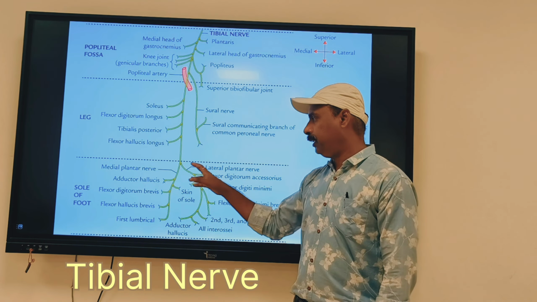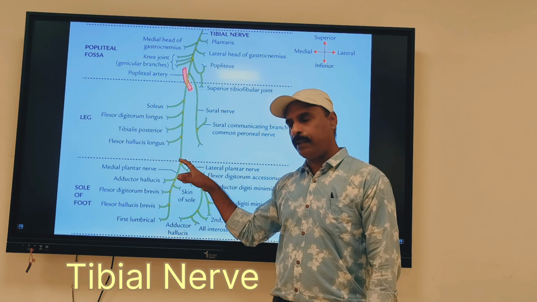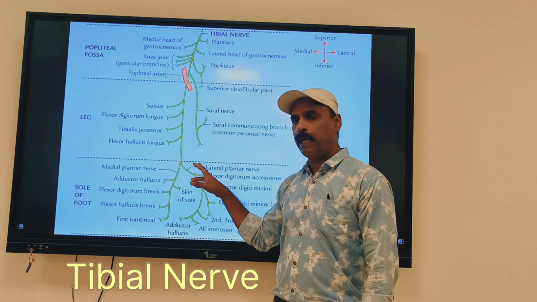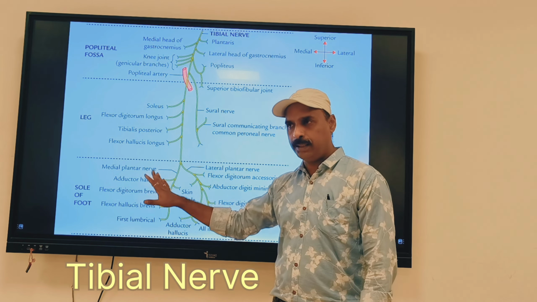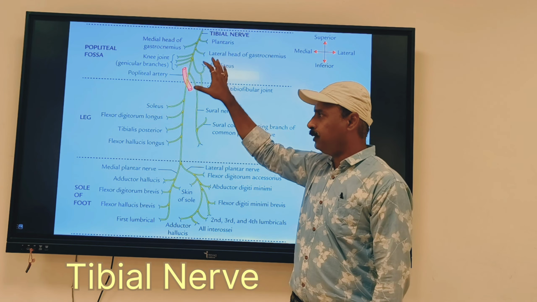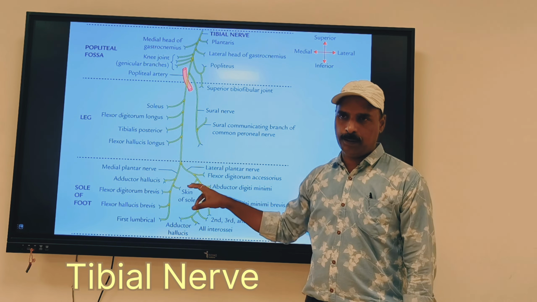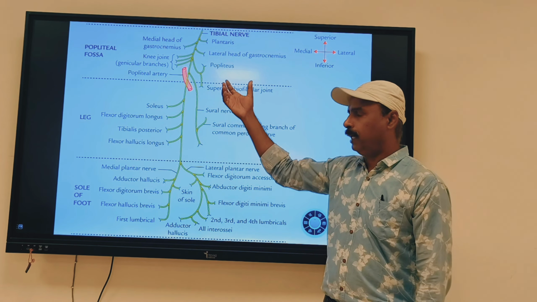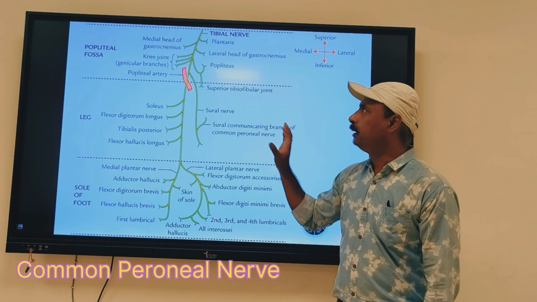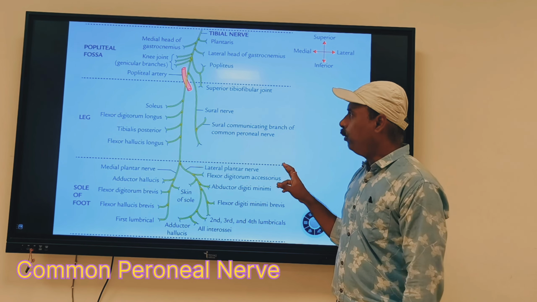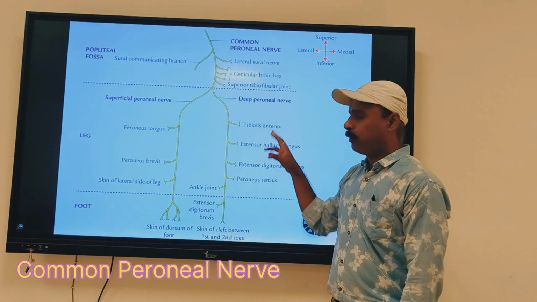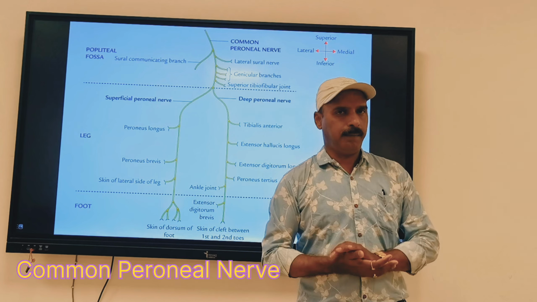So the tibial nerve divides into the medial plantar nerve and lateral plantar nerve in the sole. So the popliteal region, the leg, and the sole of the foot, there it runs its course and the muscles are supplied by the tibial nerve. Next comes the common peroneal nerve.